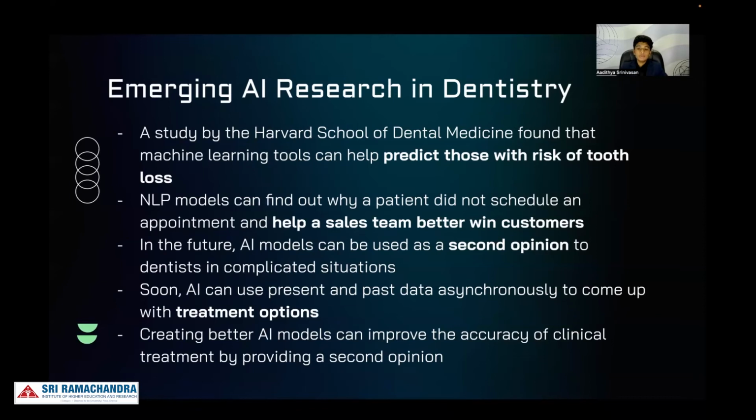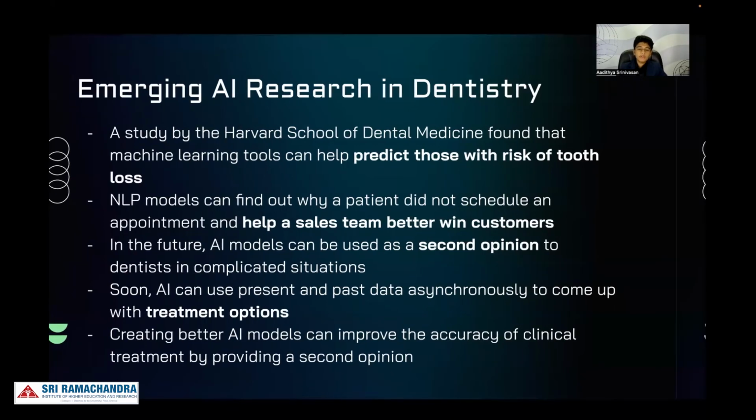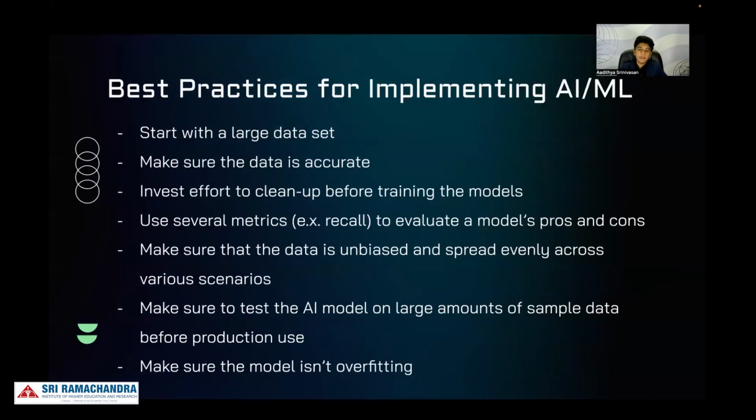Soon, AI could be used as a second opinion across even more dental fields in order to reduce human bias and combat human error. An example of a tool being used is Pearl, which acts as a second opinion and is powered by AI. And soon enough, AI will be able to come up with better treatment options and verify a dentist's results. So next, what are the best practices for implementing AI and ML?